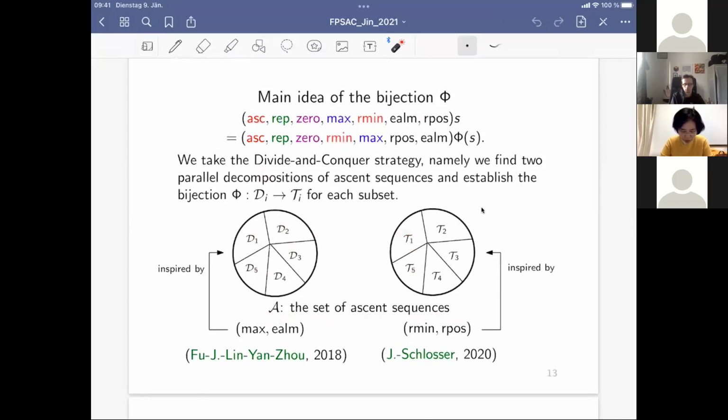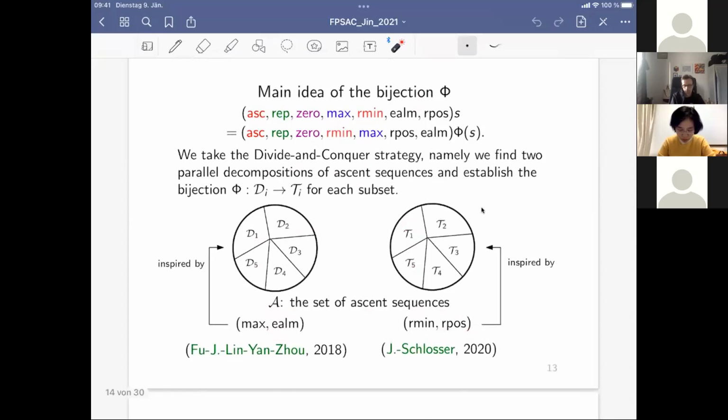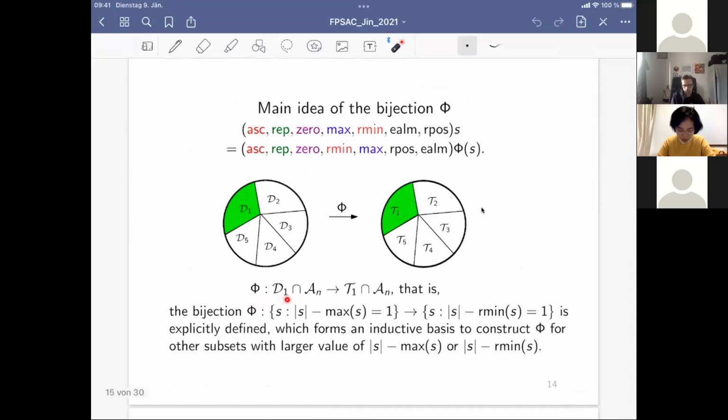And the first decomposition actually was inspired by this new statistic, EM, this assistant statistic. And that was found in 2018. And 2 years later, we found a parallel decomposition by this new statistic R pose, and phi is constructed in this way. So how it goes, we start with the simplest case, that is the bijection from set D1 to T1.